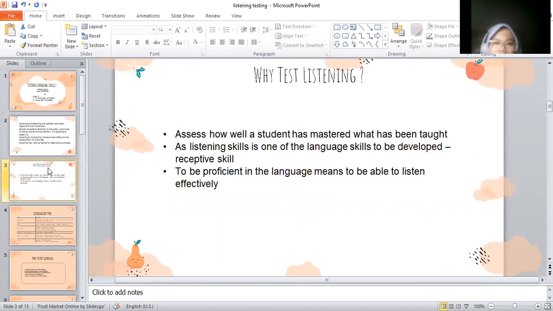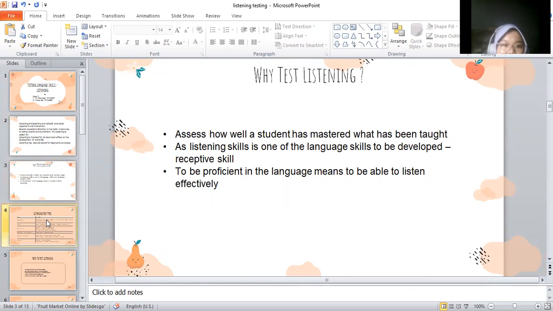And why do we have to test listening? First, to assess how well students have mastered what has been taught. And then, listening skill is one of the language skills to be developed as the receptive skill. And then, to be proficient in the language means to be able to listen effectively.